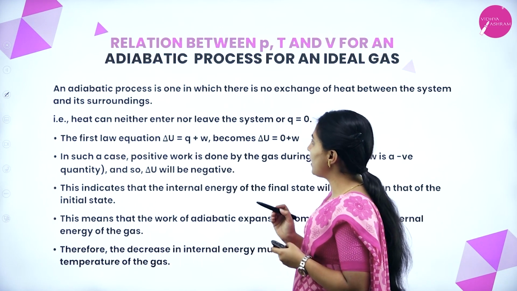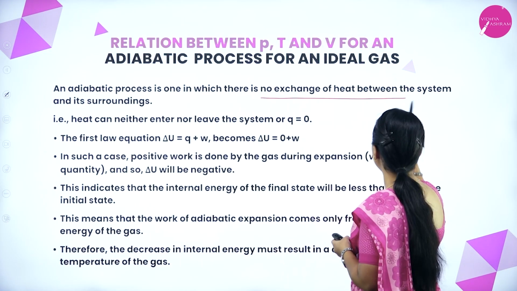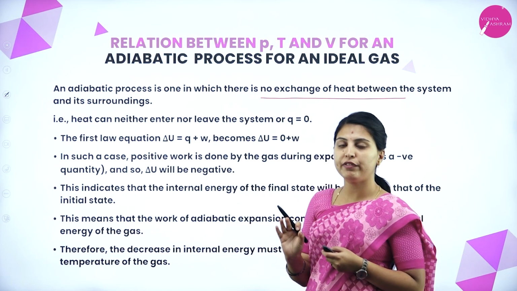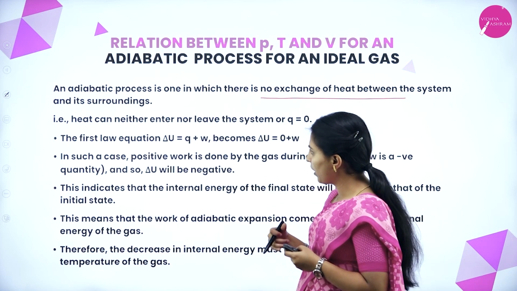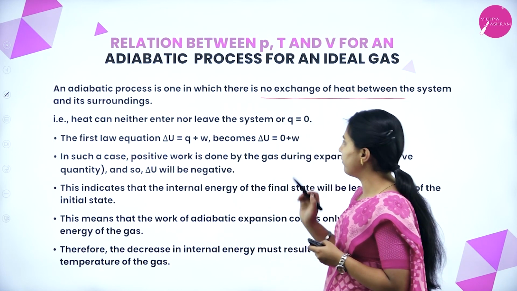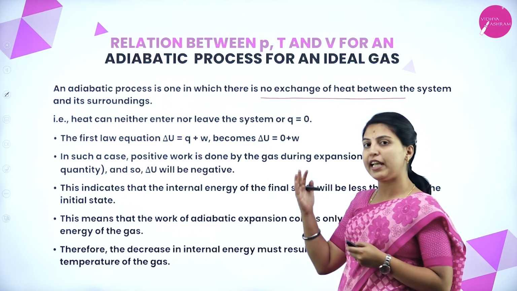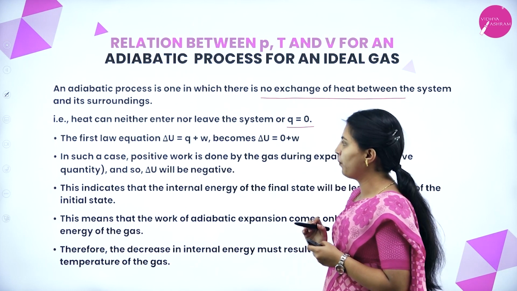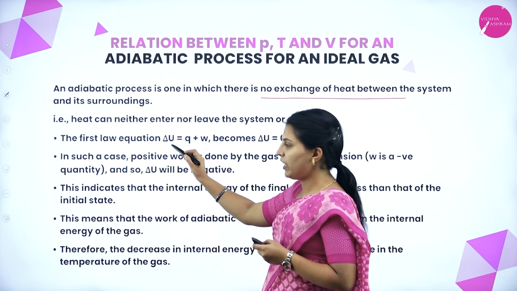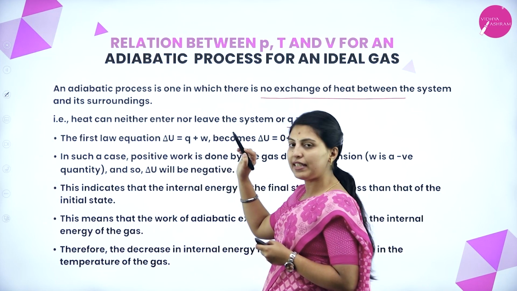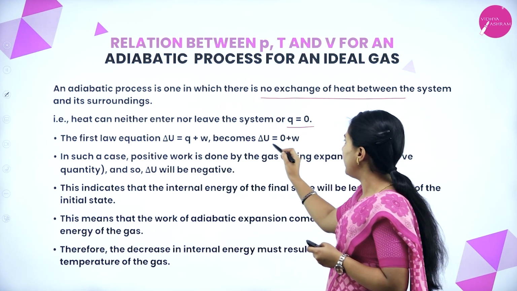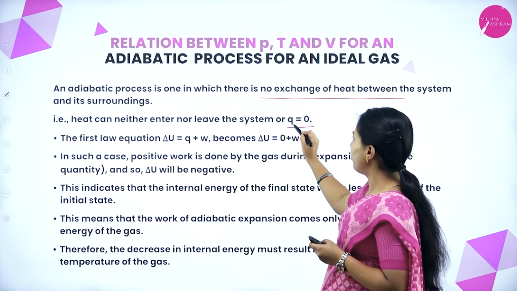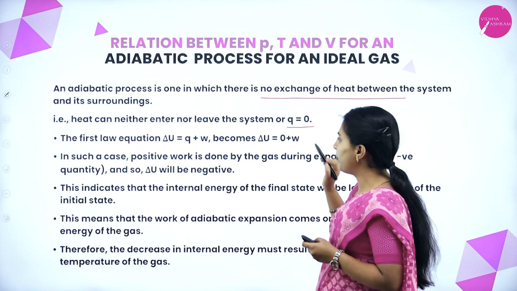An adiabatic process is one in which there is no exchange of heat between the system and its surroundings. This is the adiabatic process where no heat will be exchanged between system and surroundings. Heat can neither enter nor leave the system. So, Q equal to 0. The first law equation, delta U equal to Q plus W, that is heat plus work done, becomes delta U equal to 0 plus W, because Q is equal to 0.